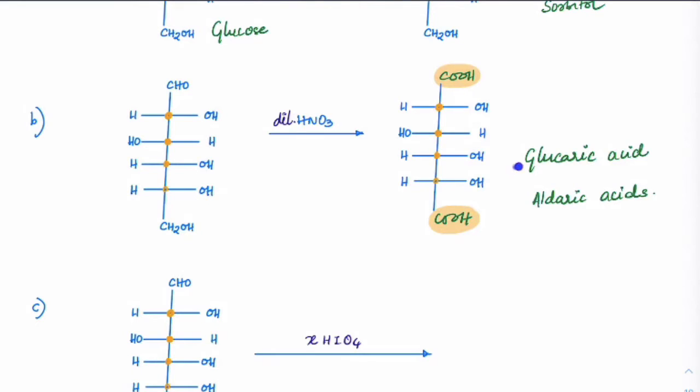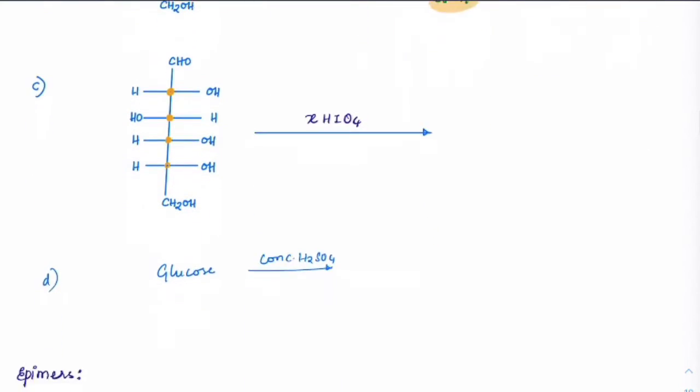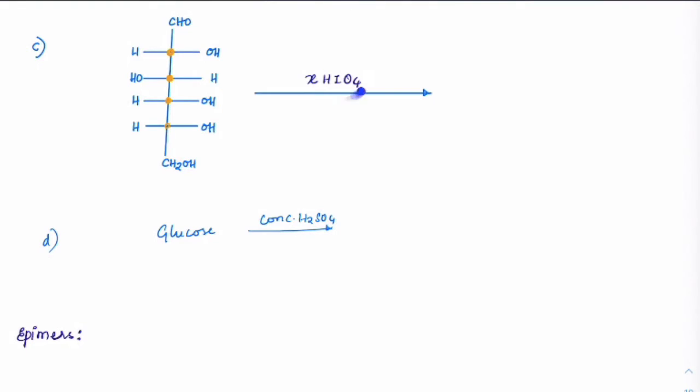Suppose if it was from mannose, the name would be mannaric acid, that's all. So I hope you got an idea. So with dilute HNO3, we will get glucaric acids, just remember that. And if you treat with HIO4, HIO4 is a source where it will break the carbon-carbon bond when you have vicinal diol. So you can see this is a vicinal diol. With respect to this is vicinal, this is vicinal, and this is vicinal.